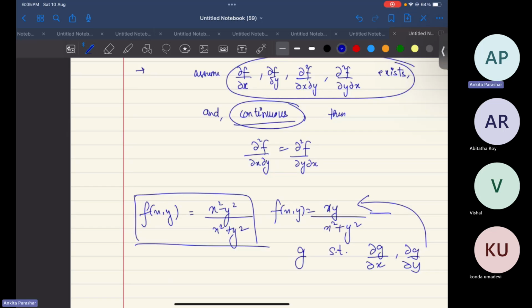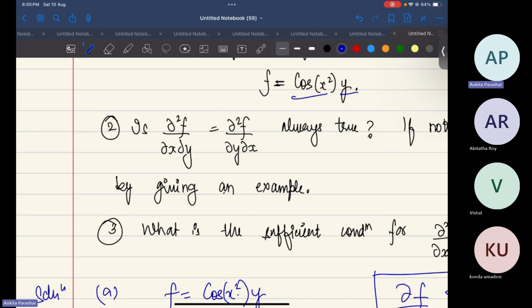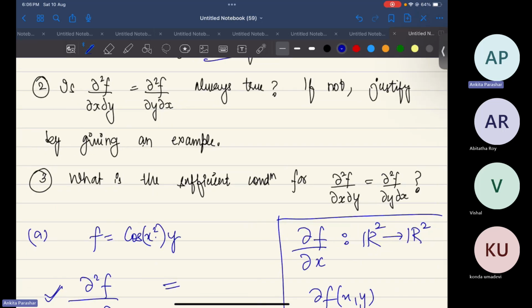Okay, so remember this is not always true. If somebody asks you, then this may not be true. And the sufficient condition we also saw is that the partial derivatives, not just once, but both the degree 2 and degree 1 partial derivatives, should be continuous.